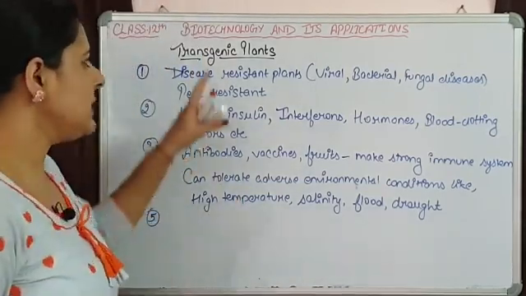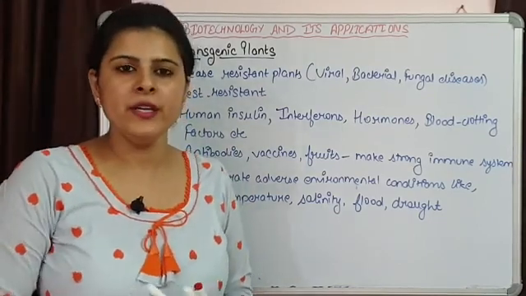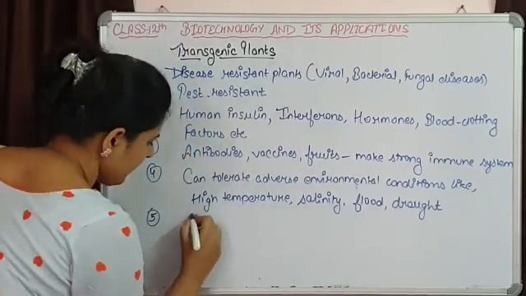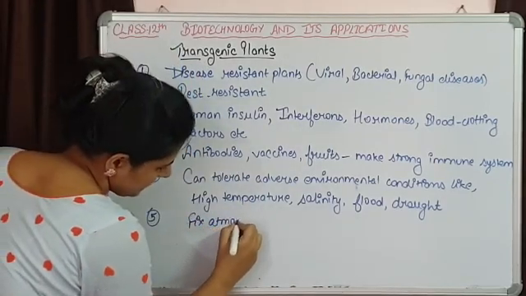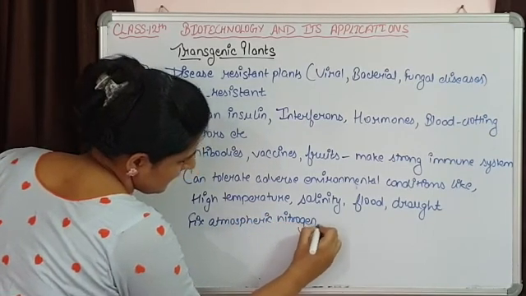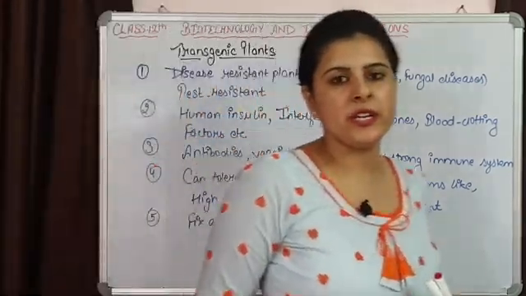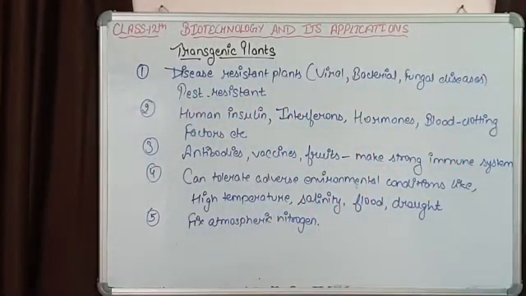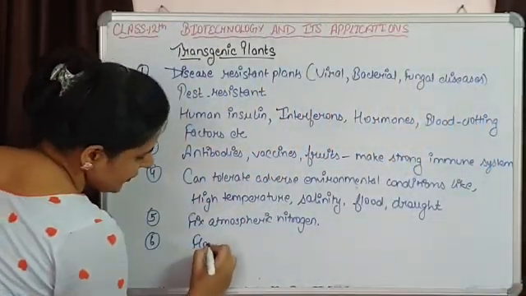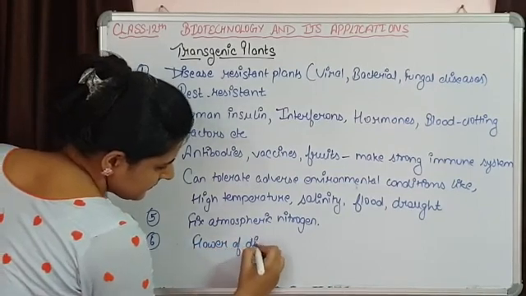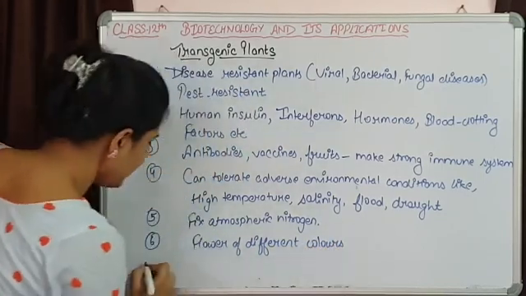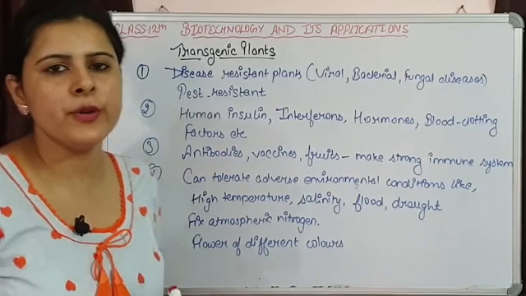Next one is, these plants can be genetically modified to fix atmospheric nitrogen. This is how plants can also be genetically modified. Now, because of genetic modification, they can bear flowers of different colors, which have high ornamental value. Flowers are used for different purposes.